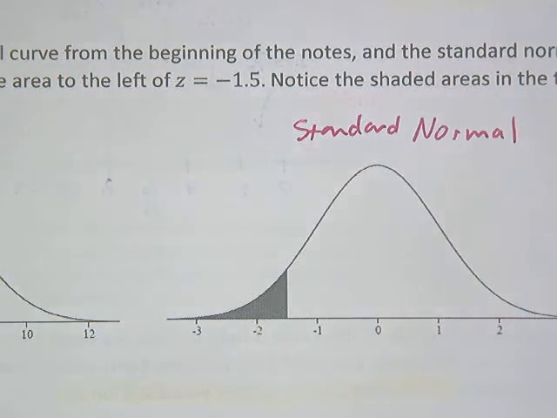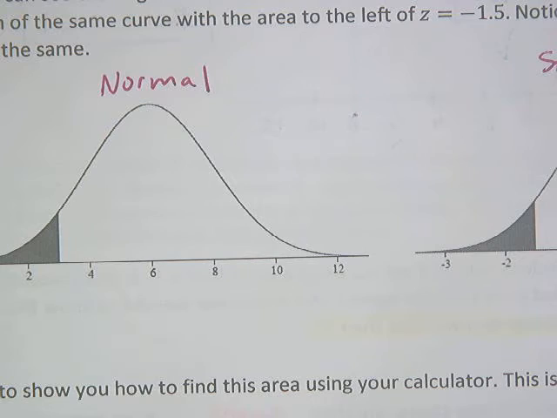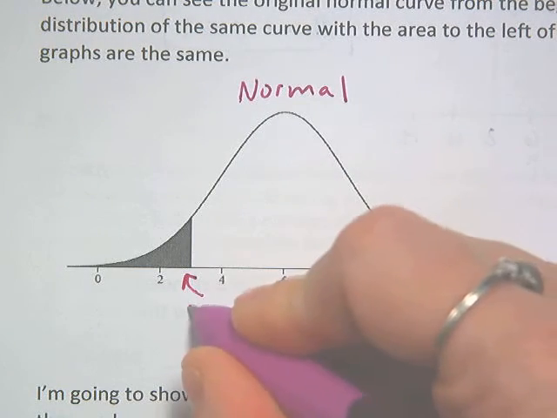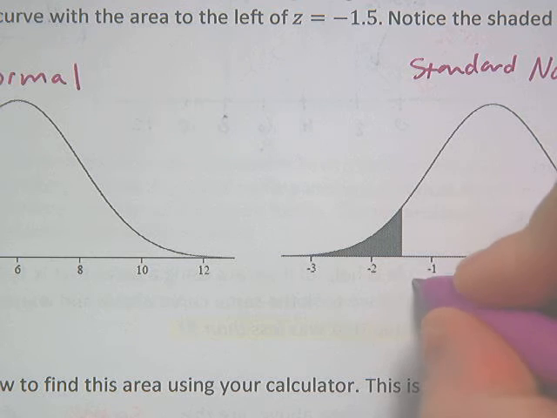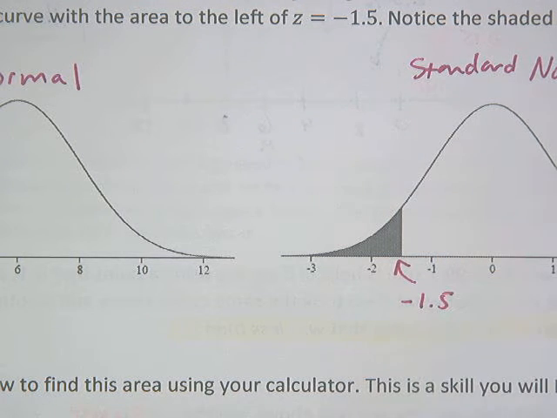They're both the same thing. Our area of interest, that shaded portion, is the same. But here we're finding everything to the left of 3. And here we're finding everything to the left of -1.5.